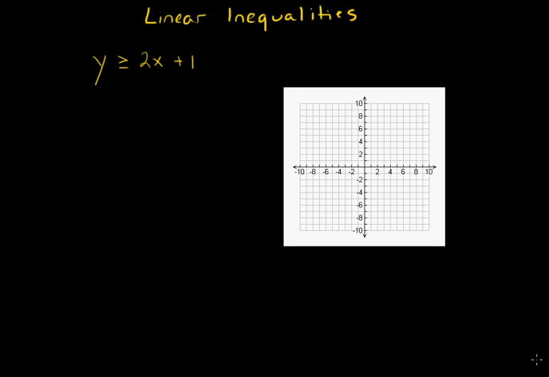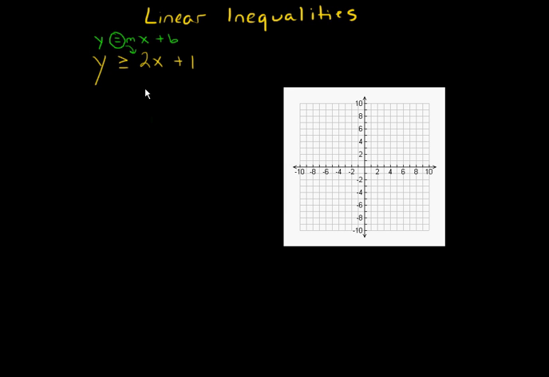Hey guys, I'm Mr. Bohoric, and today I want to talk about linear inequalities. So what I've got here is basically what looks like a y equals mx plus b. It looks kind of similar, slope-intercept form, but instead of an equal sign, we've got an inequality. So let's take a look at what is going to happen when I try to graph this thing.